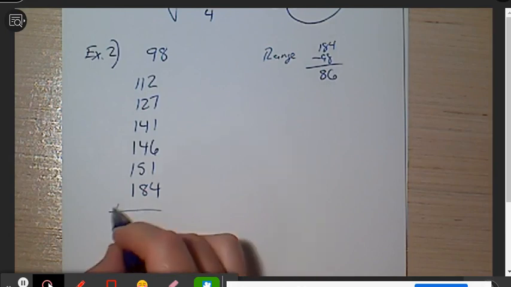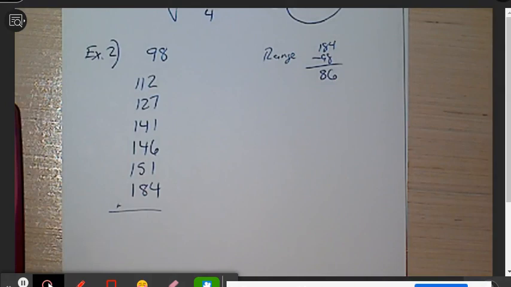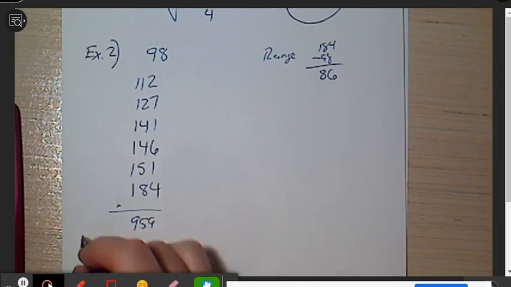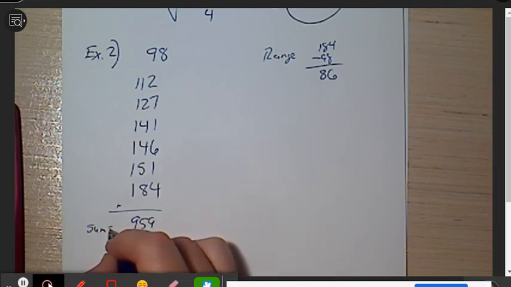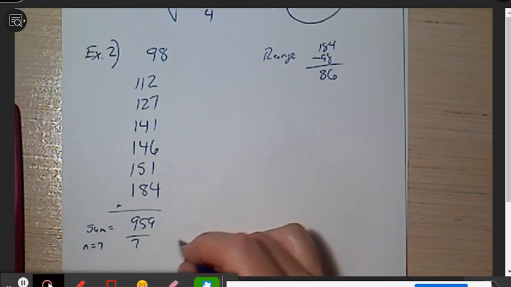For the mean, add all these together. That's 98. Gives us 959. There are 7 numbers. Do 959 divided by 7. Comes out that the mean is going to be 137.